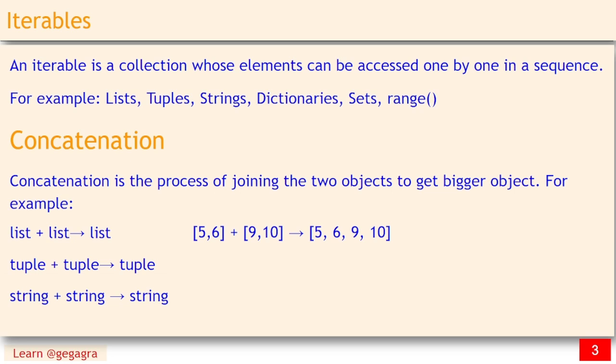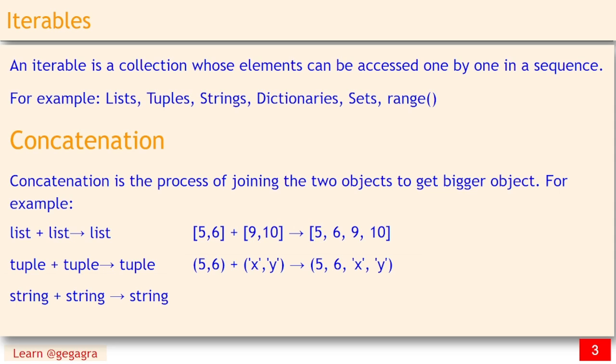Similarly with tuples, suppose 5 and 6 is a tuple and another tuple is x and y, where x is a string and y is a string. So this is a tuple of strings. When we concatenate these two, it gives 5, 6, x and y. So this is called concatenation. Both the tuples are merged and it becomes a bigger tuple.